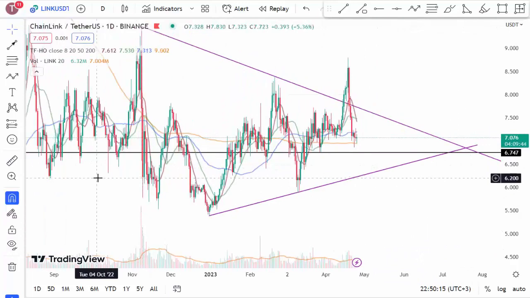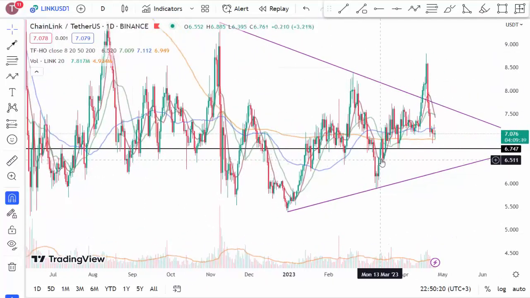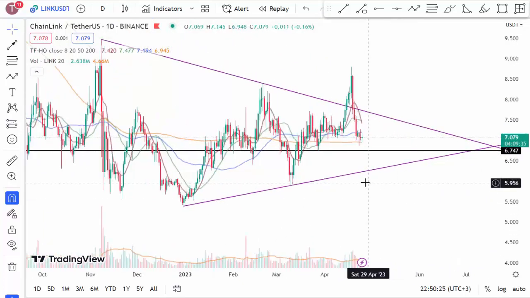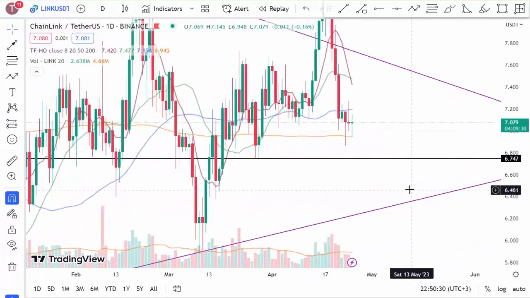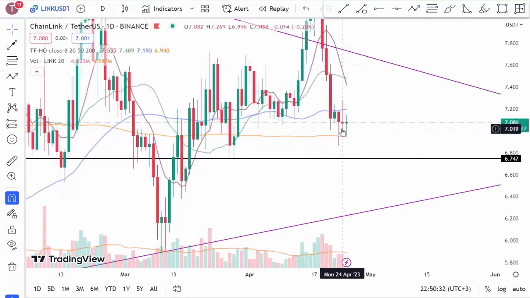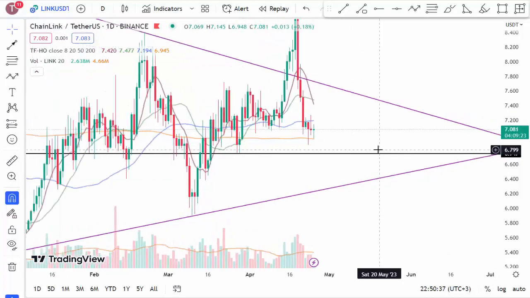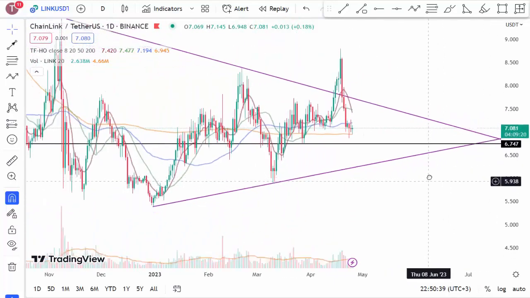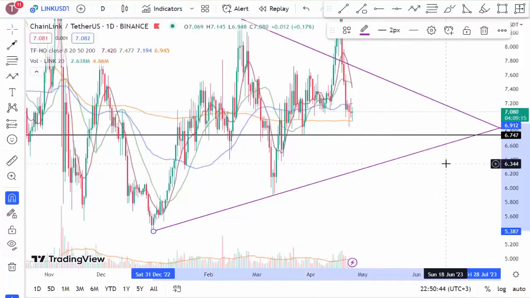Why is it important? Because generally, when the price stays above this level, it tends to be in an uptrend, and when it goes below, it tends to be in a downtrend. Currently, looking at the recent volumes, we can say that the volumes are low, indicating that the downtrend has slowed down to some extent. However, if the level of 6.74 is broken downwards, our first target would be the lower purple line, which is the rising trend line.